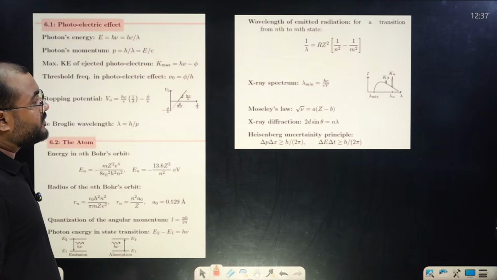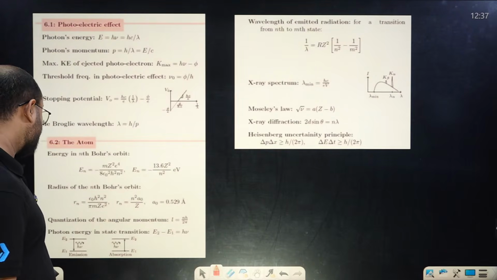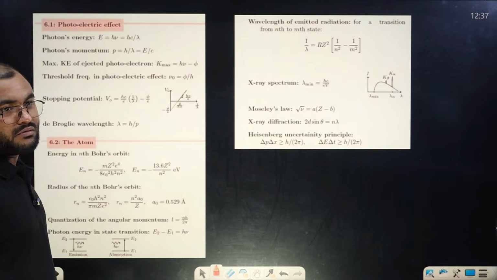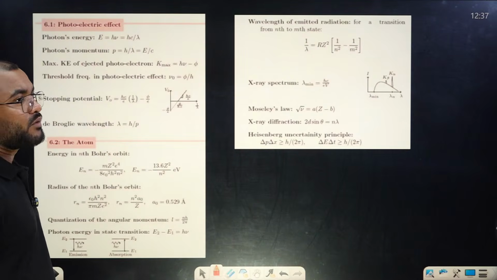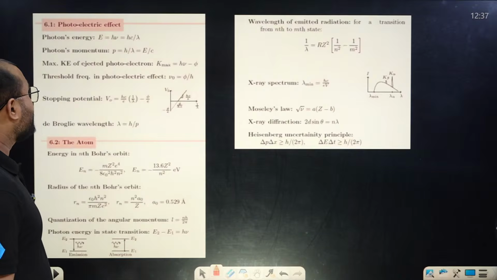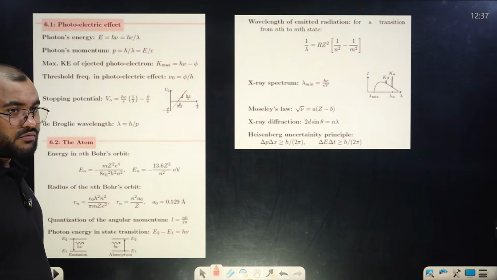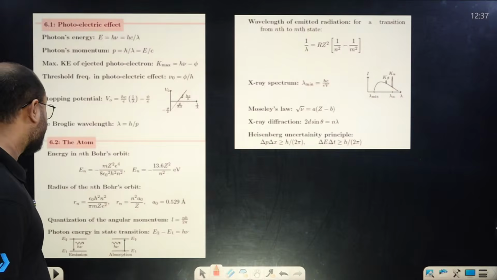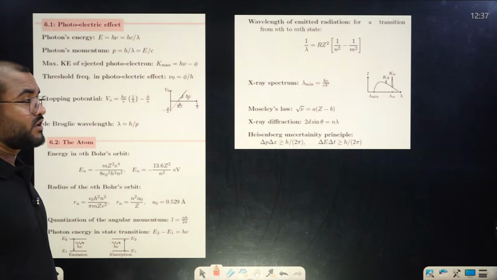The next chapters are very easy, but their formulas are a little bit trickier. So what I will be requesting is that you try to revise the formulas for the chapter called modern physics: the photoelectric effect, the atoms, the nuclei. Going with the semiconductors also.